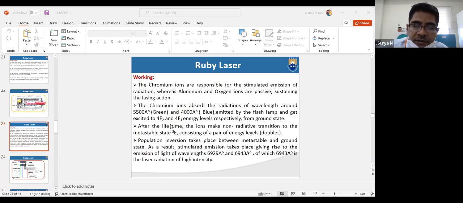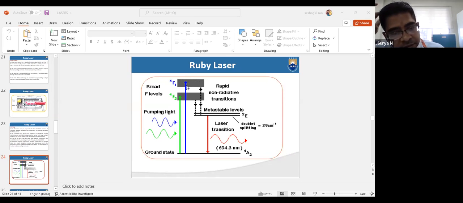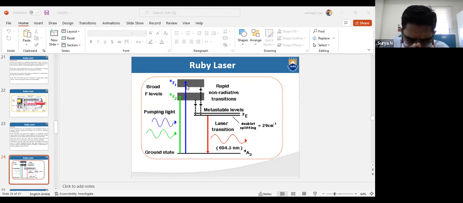We have seen this is the ground state, and these are the excited states, the 4F2 and 4F1 levels, and the light that is ejected is in the form of either green light or blue light, right? The laser transition takes place from the metastable state to the ground state, right? So this is the lasing action that takes place around 6943 angstroms or 694.3 nanometers. This is the discussion we have made in our previous classes.